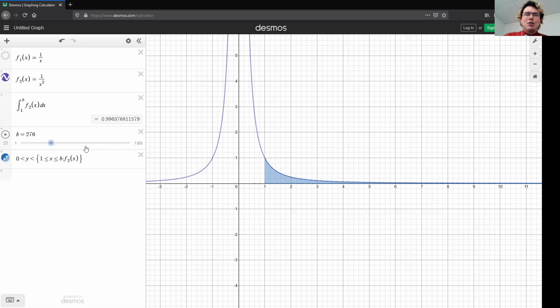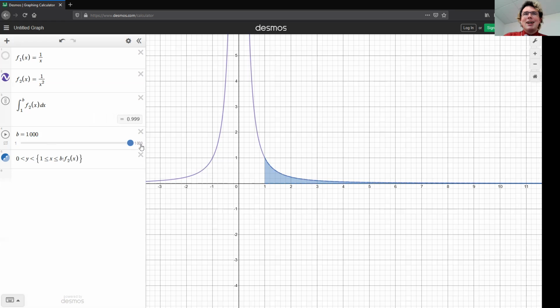Between 1 and 276, there are 0.996 units of area. So it's getting bigger, but it is slowing down in a way that we did not see with the function 1 divided by x. So if I continue, I claim I'm never going to get a value larger than 1.